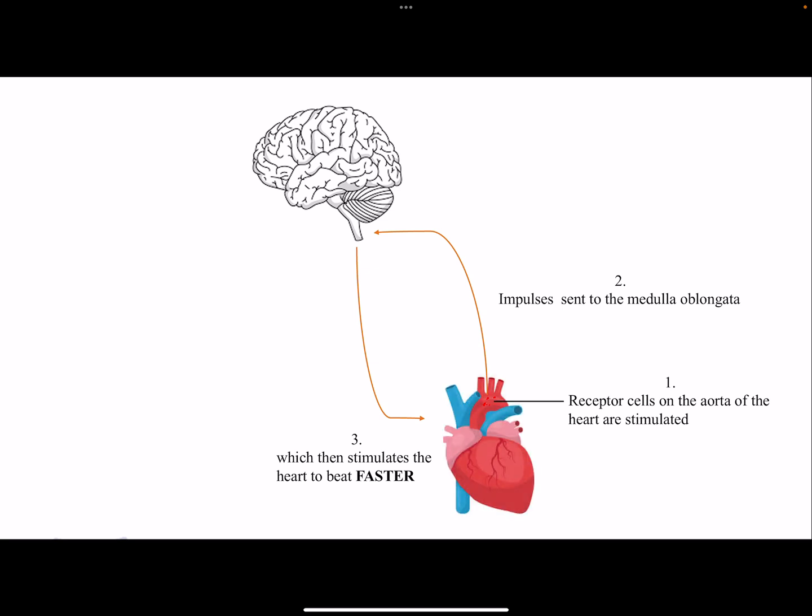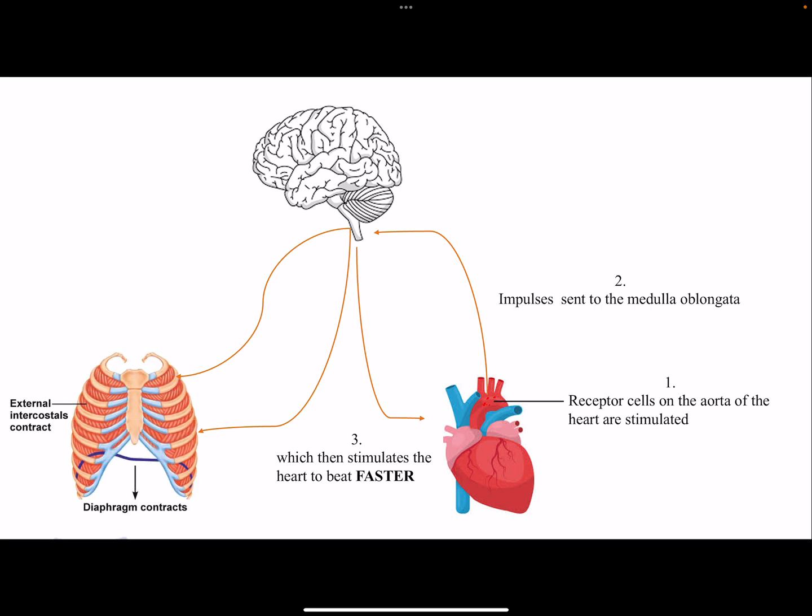Okay. But the medulla oblongata does not only send an impulse to the heart to beat faster, it also sends an impulse to the breathing muscles. The breathing muscles, we said, is the diaphragm muscles. Remember that the diaphragm is that muscle under the lungs. And the intercostal muscles. The intercostal muscles are the muscles between the ribs. Both these muscles control the rate and depth of breathing.